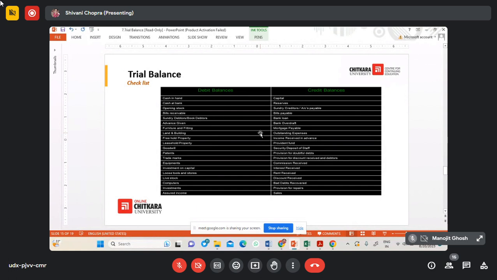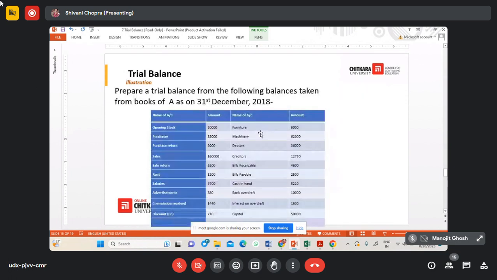The balance, how do we decide? We decide through the natural balance of the account. That's how we decide whether the account will have a debit balance or a credit balance. So there is one example with us. If we can quickly run through it, we'll be in a position to understand that.